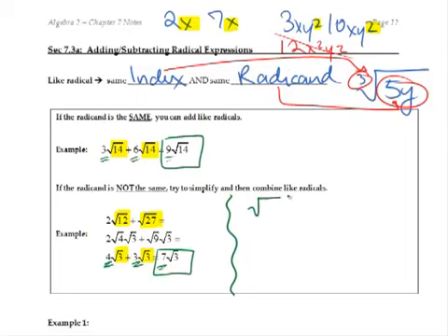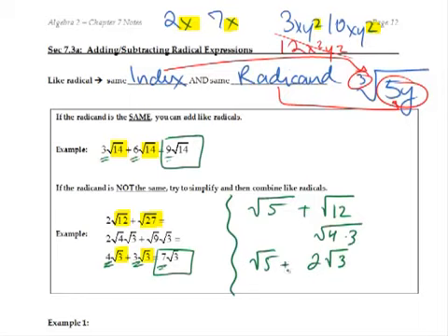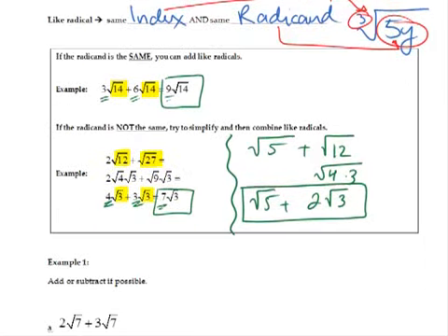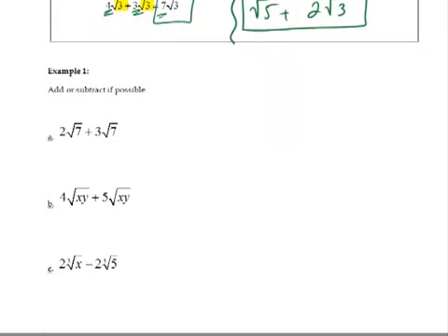Sometimes when you have like radicals, like root 5 plus root 12, they don't look alike, but when you try to simplify them, and we break this up into 4 times 3, we still have radicals that are not alike. And so your final answer will have 2 radicals in it because you can't combine them any further. It's simplified, but you can't combine. Scrolling down your page then to look at some of these examples.